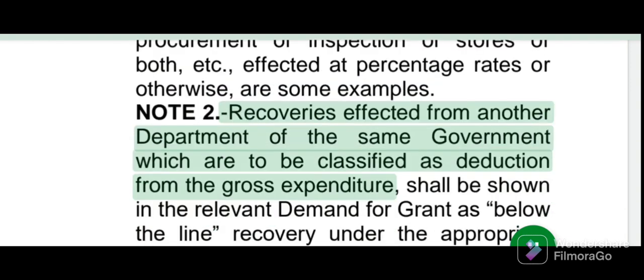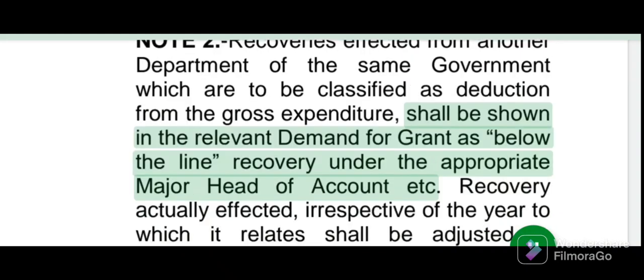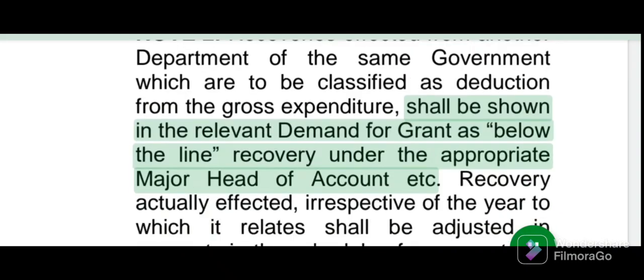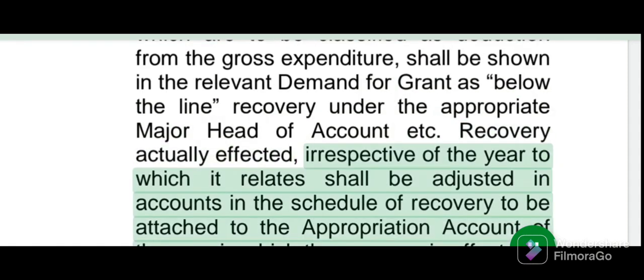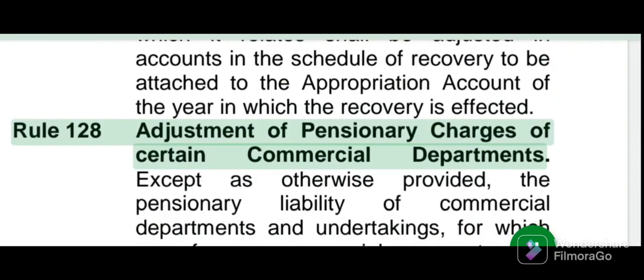Note 2. Recoveries effected from another department of the same government which are to be classified as deduction from the gross expenditure shall be shown in the relevant demand for grant as below the line recovery under the appropriate major head of account, etc. Recovery actually effected, irrespective of the year to which it relates, shall be adjusted in accounts in the schedule of recovery to be attached to the appropriation account of the year in which the recovery is effected. Rule 128: Adjustment of pensionary charges of certain commercial departments.